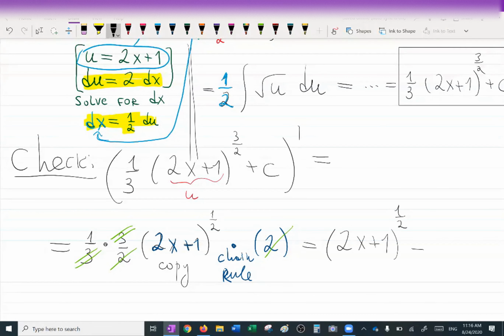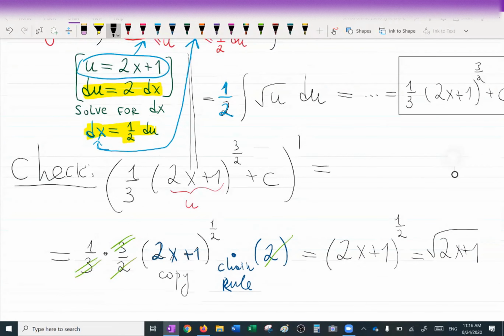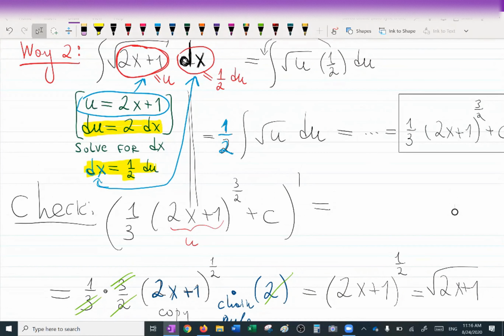But what is that? That's the square root of 2x plus 1. That's exactly what we had inside of the integral. So the answer is correct. You can put a huge fat rainbow check mark. Yeah, check. So that's how you know. You check yourself. That's the beauty of it.